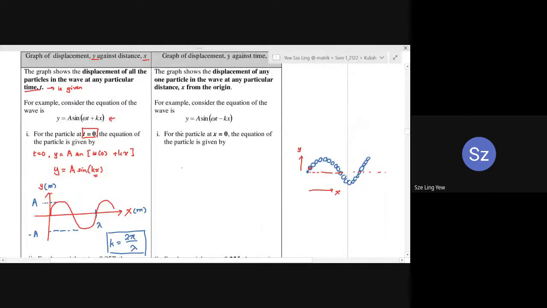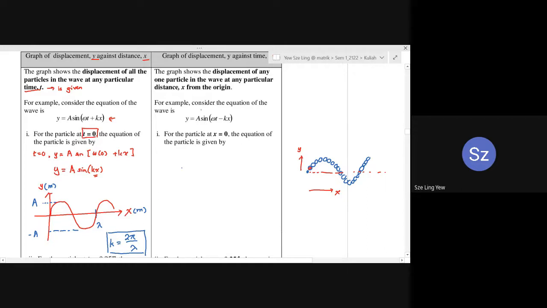Now, how about the y against t graph? Since we say you can sketch two different graphs in this chapter, one is y against x, another one is y against t. So y against t shows the displacement of one particle in the wave at any given distance from the origin. Just now you looked at what happens at a given time. Now you look at what happens to one particular particle at a given distance.